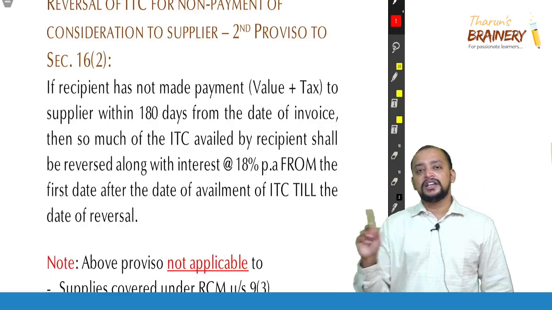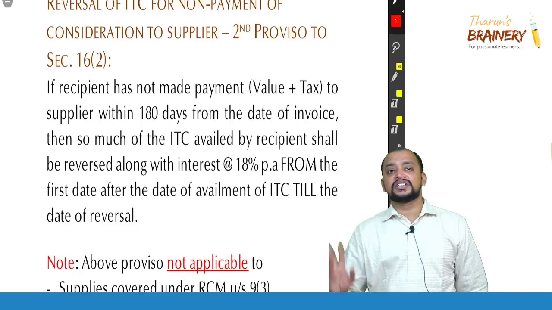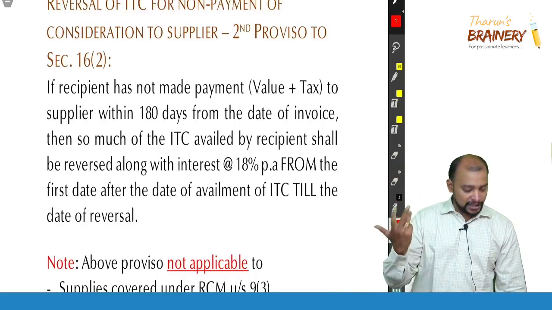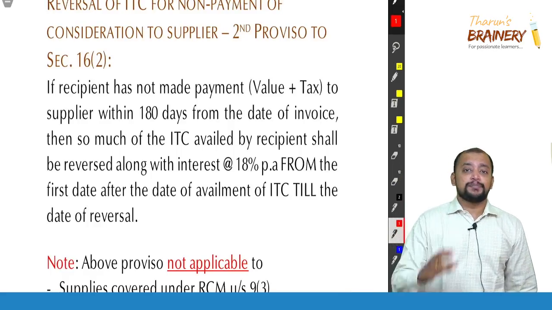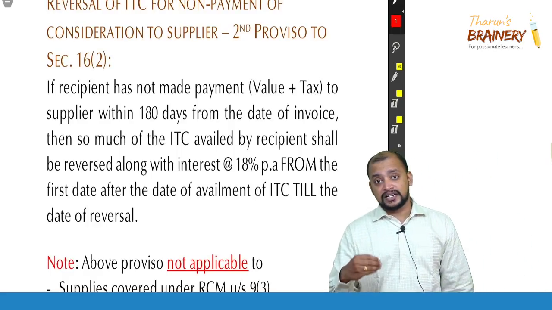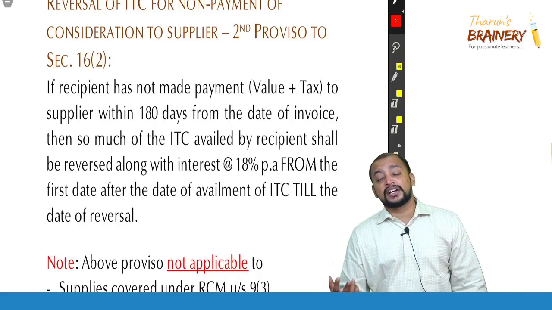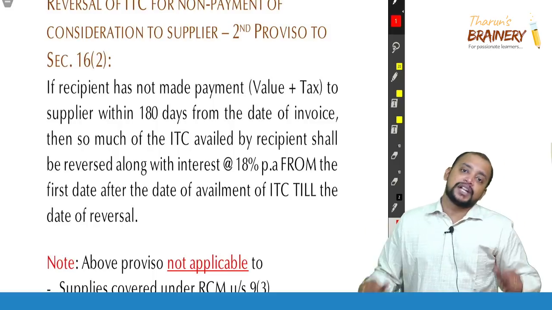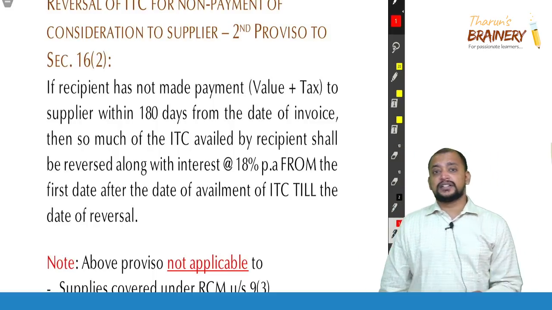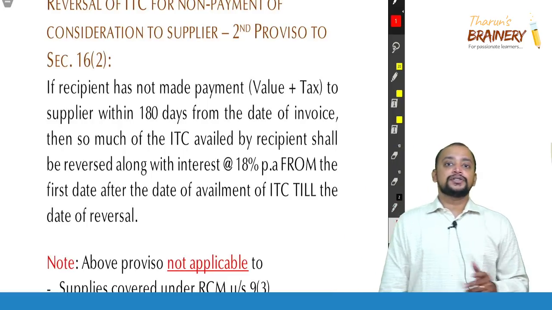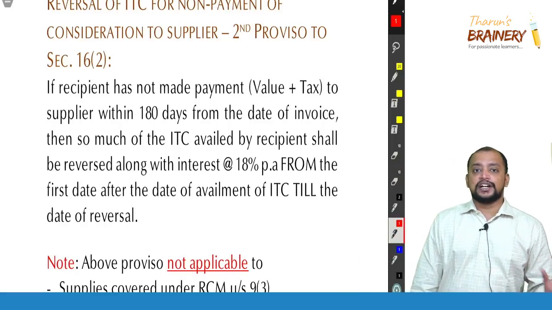In customs, remember it is 15% per annum. In GST it is 18% per annum, in customs it is 15% per annum whenever we are making payment of interest. So we need to pay interest at the rate of 18% per annum from the date of availment of ITC. Whenever we file GSTR 3B, we would have taken the credit, the recipient would have taken the credit. So from the date on which the recipient avails the credit till the date of reversal of ITC, whenever the recipient reverses the ITC, until that point of time interest is payable at the rate of 18% per annum.